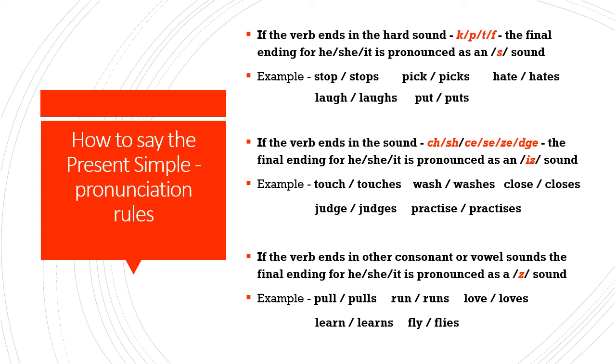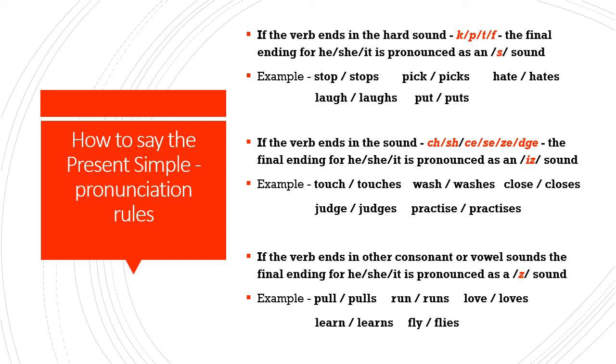Now this time the S that you put at the end of the verb, we don't say it like an S. What we do now is we say "iz." You've got the examples there, like touch. The verb ends with a CH, so now we say touches. Wash becomes washes. Close becomes closes. Judge becomes judges. And then practice becomes practices. So you can hear that it's an "iz" sound at the end of the verb when you're saying it.